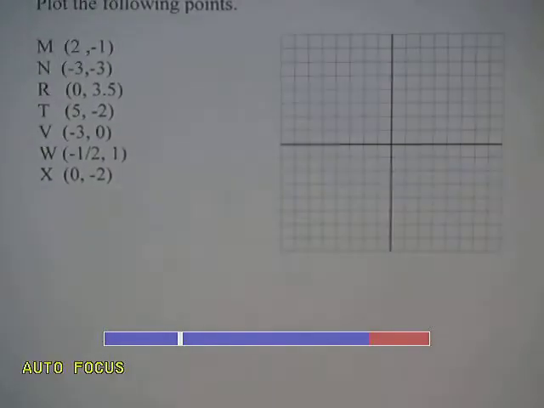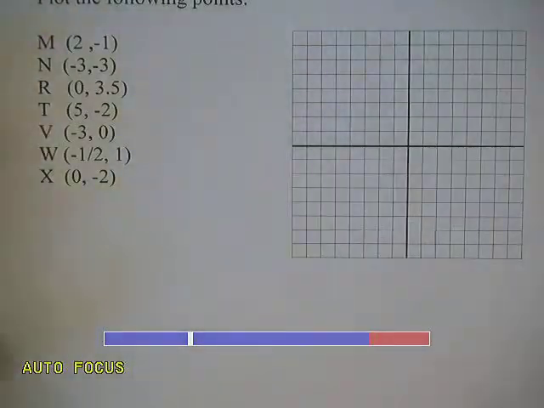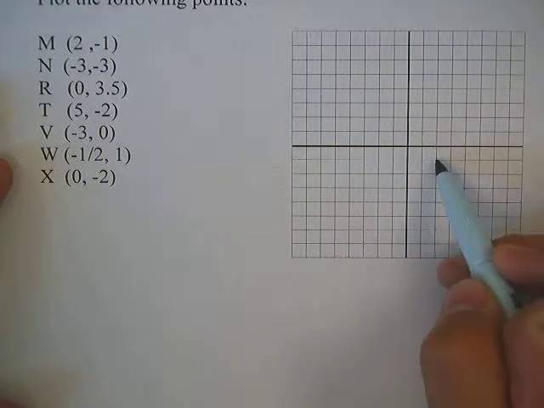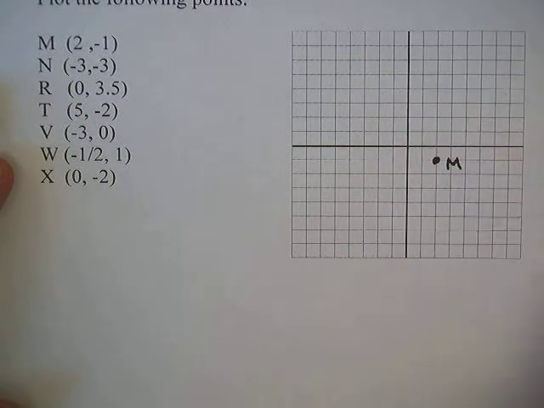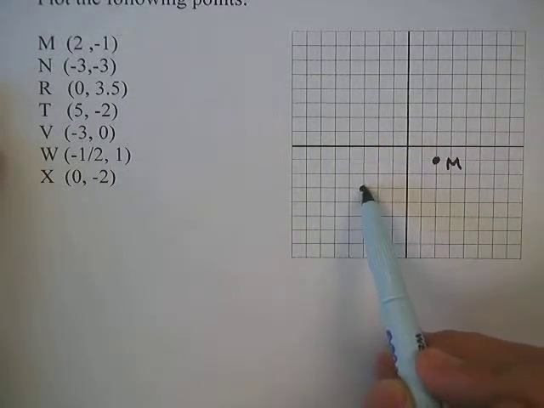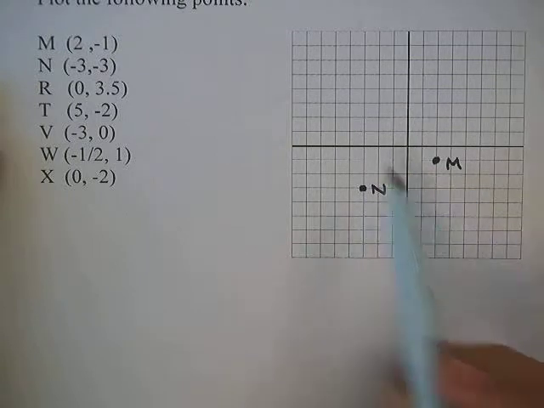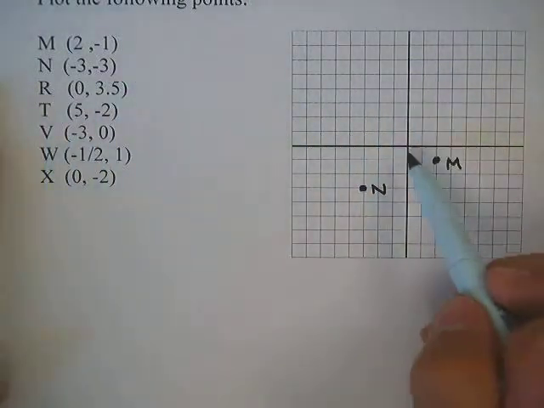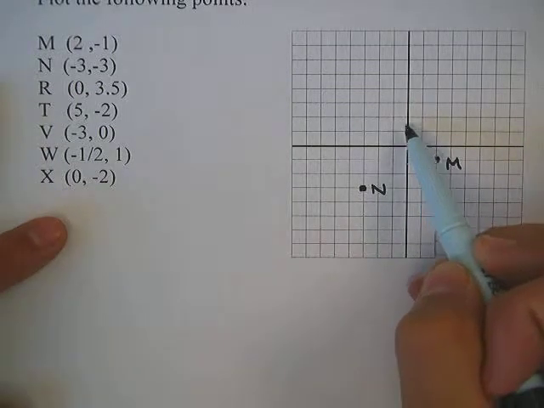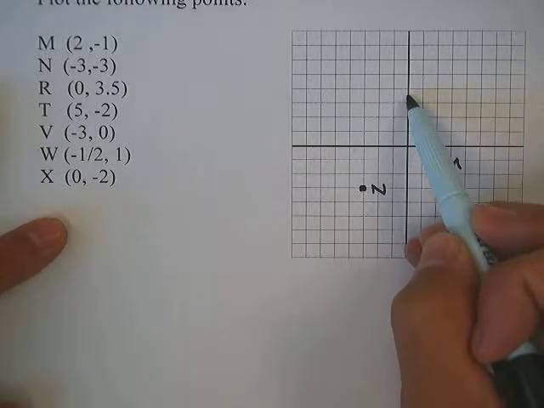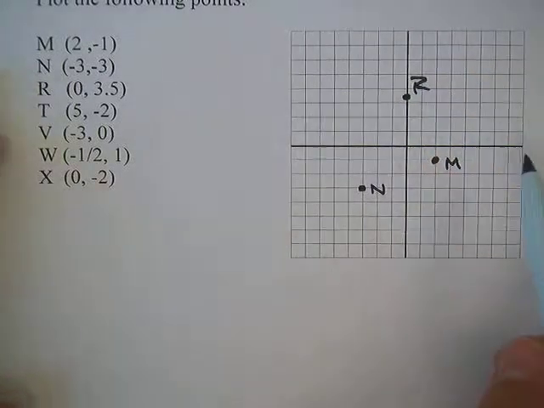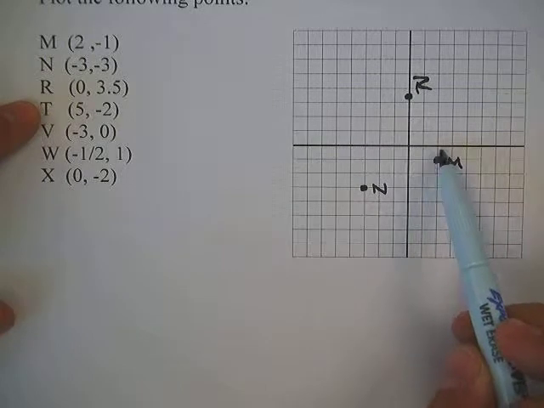Okay, so let's go backwards. What if I give you some points and I want you to put those on a graph? Well, point M, if it's at 2, negative 1, I'd go to the right 2, down 1. Negative 3 would be to the left 3 and then down 3. 0, 3.5 would be, 0 means I don't go left or right, I just go up 3.5, 1, 2, 3, and then 0.5 would be about halfway right there.